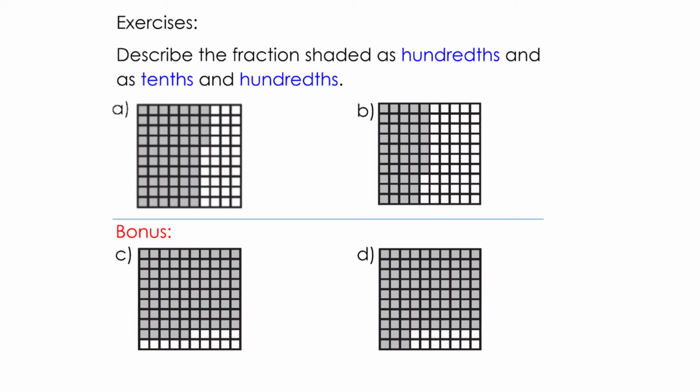So let's do some activities here. Describe the fractions shaded as hundredths and as tenths and hundredths. So I'll explain what this means shortly. Let's do hundredths first for the first one here. So we know that there's 1, 2, 3, 4, 5, 6 of them here. 6 tenths, which is 60 hundredths. So 6 tenths. And then there would be 4 hundredths. Combined, it's 64 hundredths.